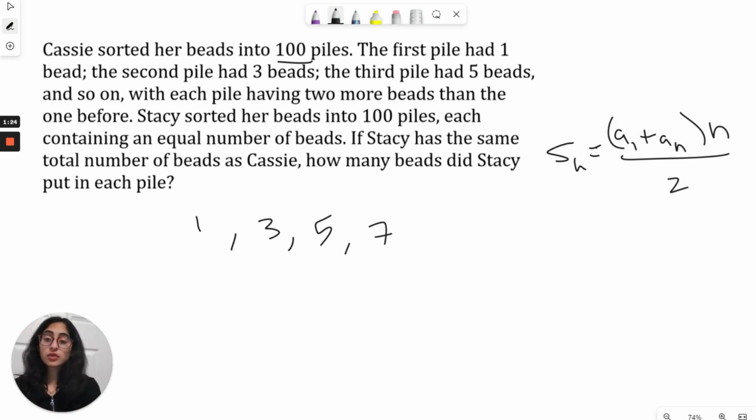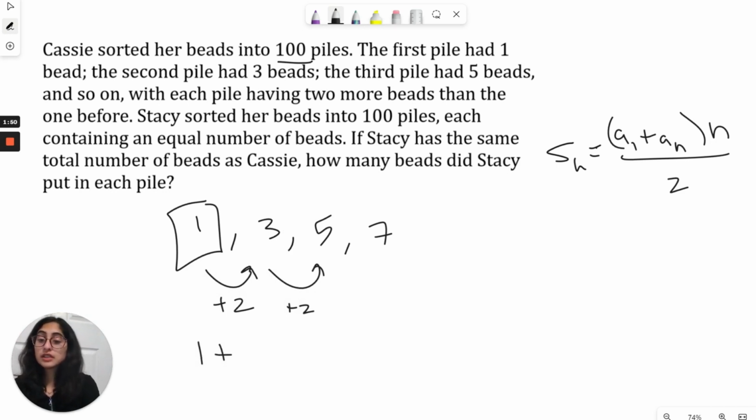So the first term, of course, is 1, because there's 1 bead in that first pile. Now, the last term is going to be the 100th pile, right? There were 100 piles, and we're trying to find how many beads are in all of them. So how do we find a of n, the number of beads in the last pile? Well, as you can see, we're adding 2 for every pile. So the second term is going to be 1 plus d, our common difference. 2 is equal to d, right?